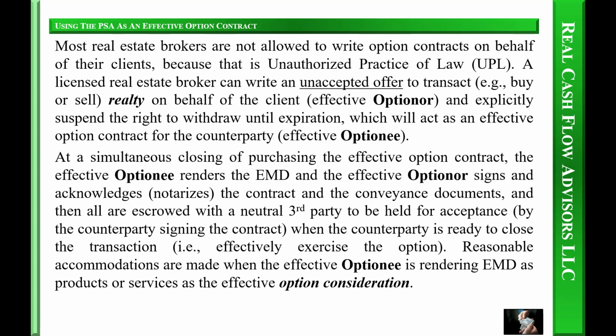At a simultaneous closing of purchasing the effective option contract, the effective optionee renders the EMD, and the effective optionor signs and acknowledges, that is, notarizes the contract and the conveyance documents, and then all are escrowed with a neutral third party to be held for acceptance by the counterparty signing the contract when the counterparty is ready to close the transaction, that is, effectively exercise the option. Reasonable accommodations are made when the effective optionee is rendering EMD as products or services as the effective option consideration.